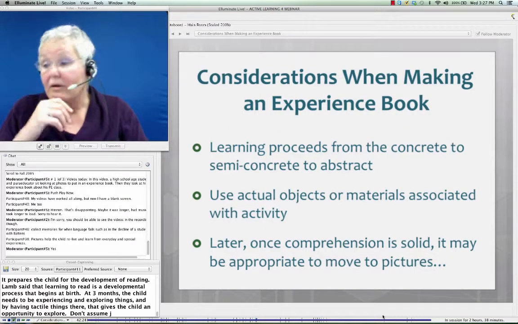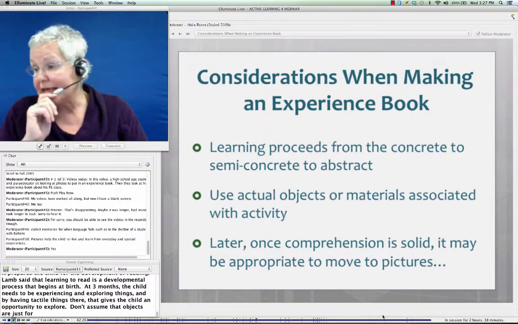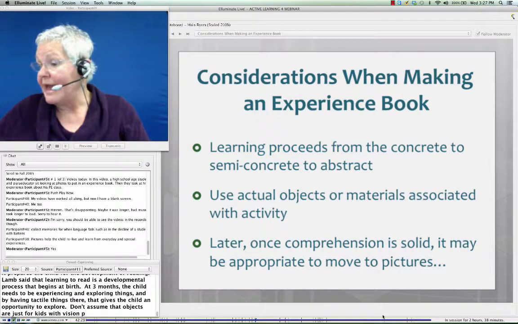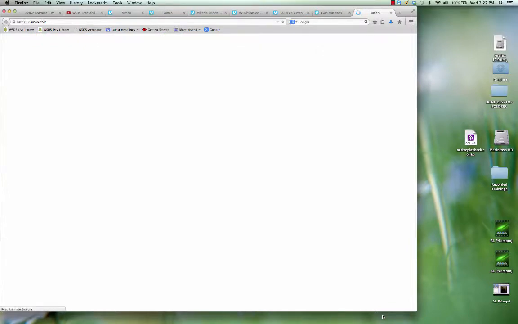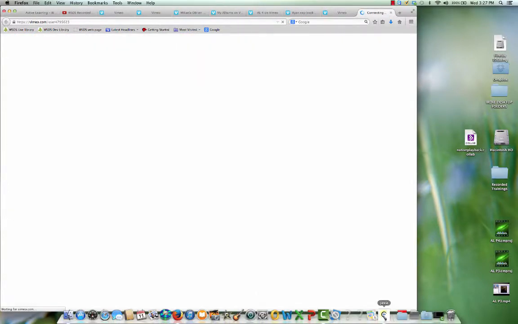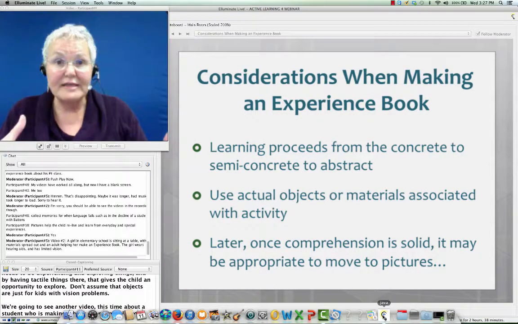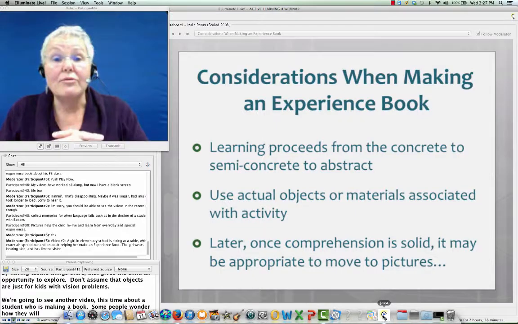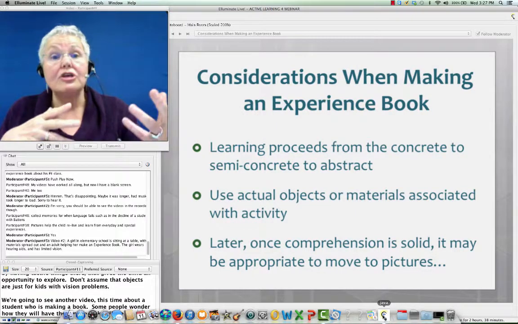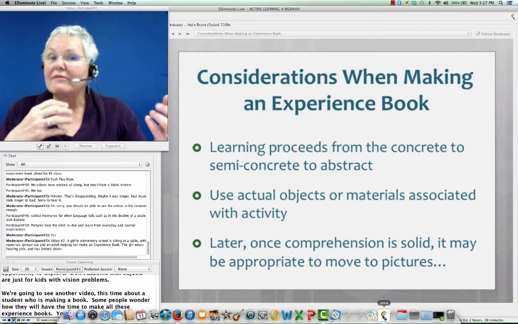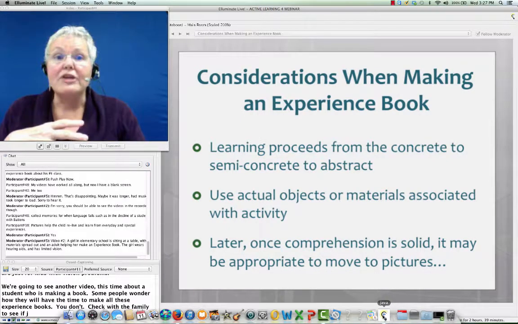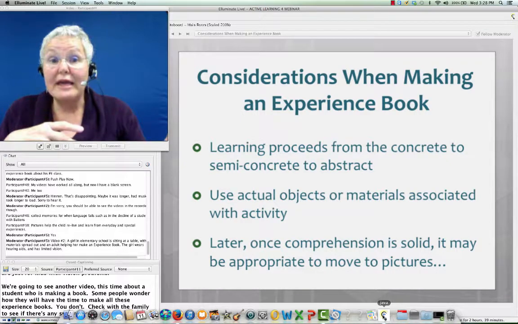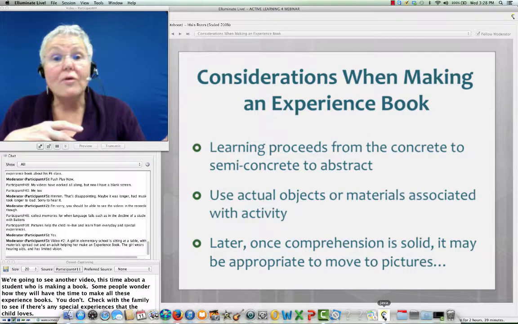Now, we're going to go ahead and see another video. And this one is a student who is making a book. So many times people say, well, how do I find the time to make all these experience books? You don't. What you do is you check with the family to find out if they've had some special experiences and the child especially loved something. And you might start out with just a 2 or 3 page book. And you can always add to books.